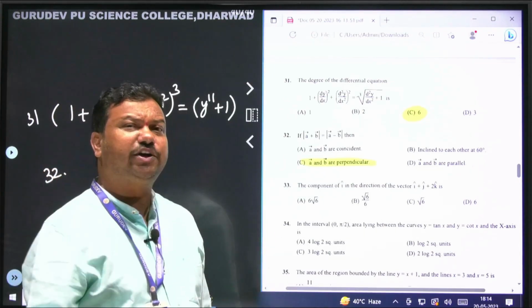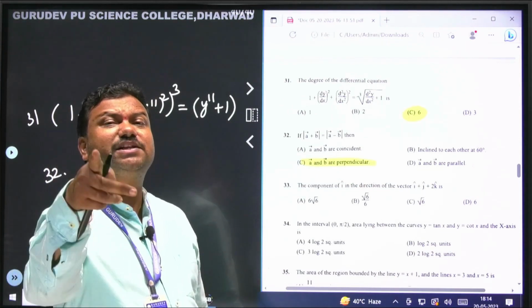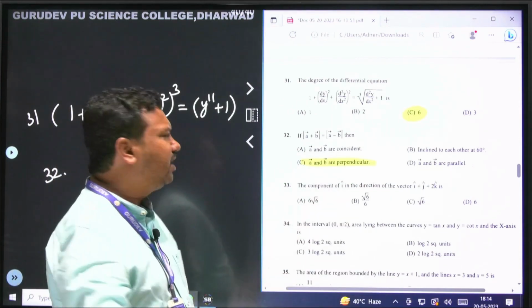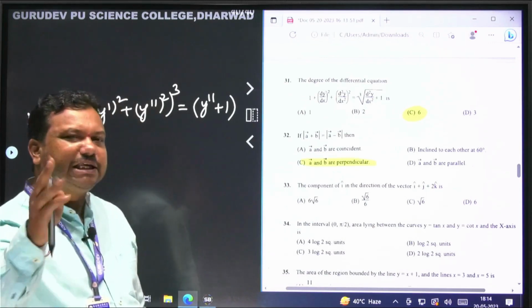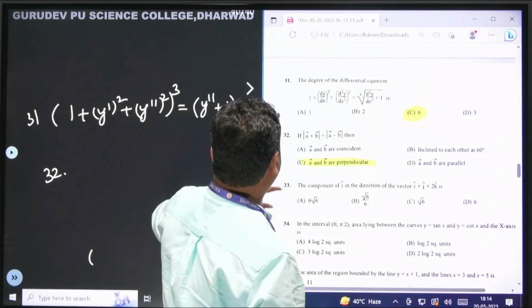When will the dot product be 0? If the angle between two vectors is 90 degrees, that is orthogonal, that is perpendicular. Hence your answer is option C. Perfect. Okay, the next, components.